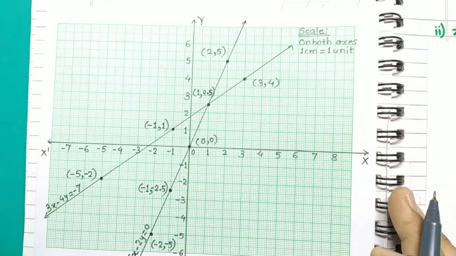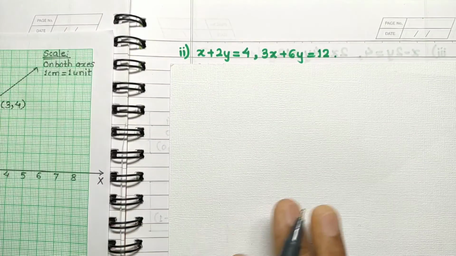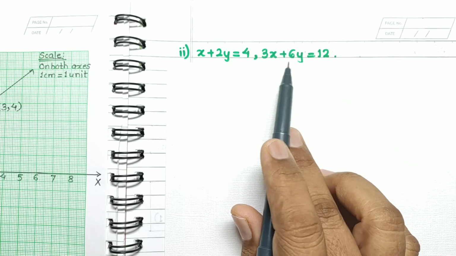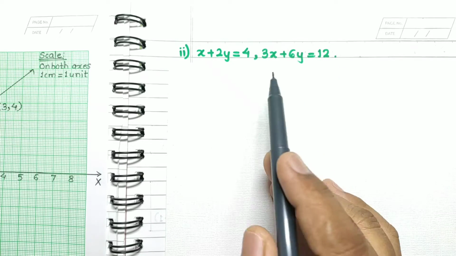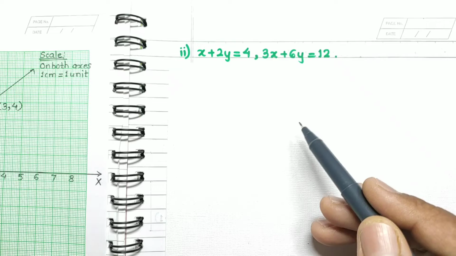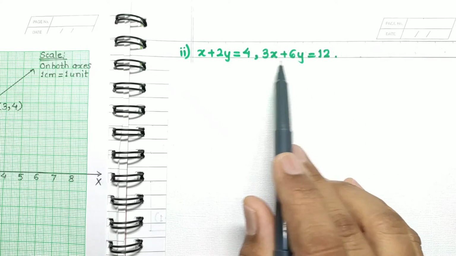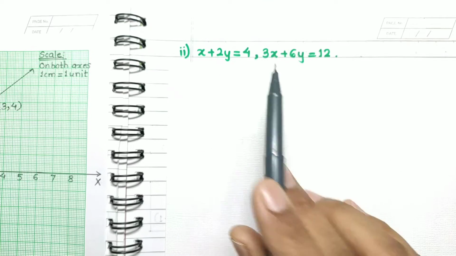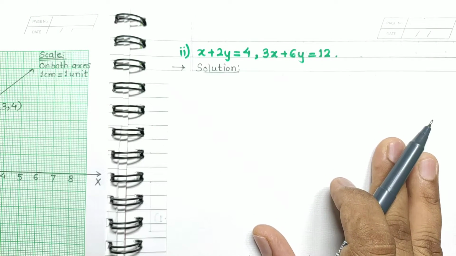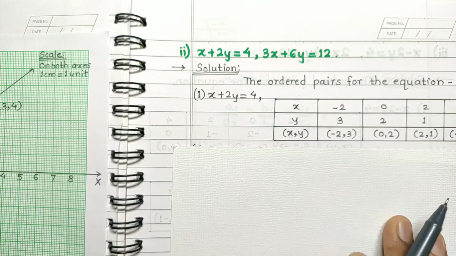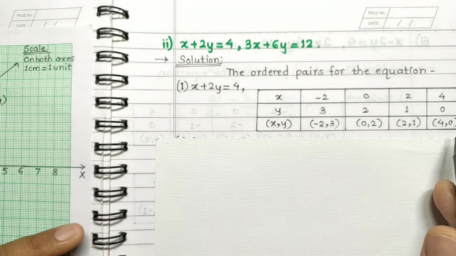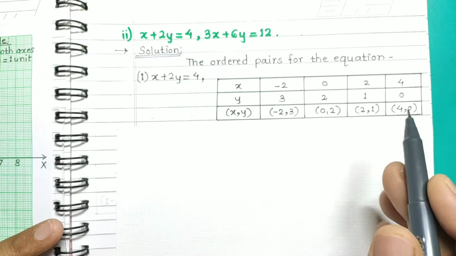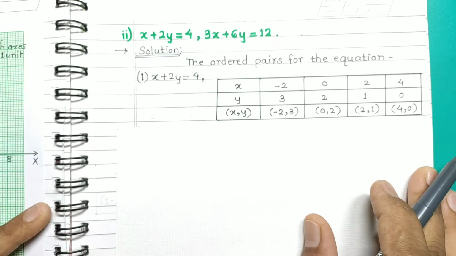Then let's consider the next simultaneous equations. The equations are: first one is x plus 2y is equal to 4, and 3x plus 6y is equal to 12. To solve these two equations, first we have to draw graphs of these equations. So we need ordered pairs, that means 4 solutions to these equations. Here I have found the 4 ordered pairs already to save time. You try to find these ordered pairs on your own and practice.